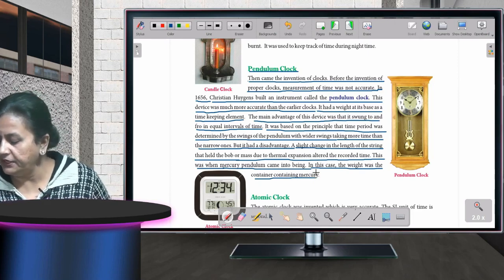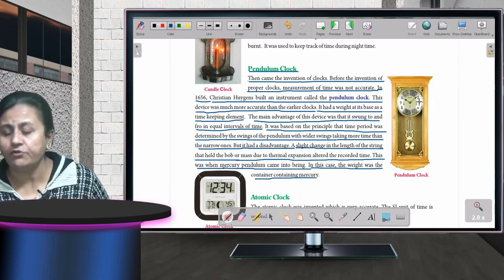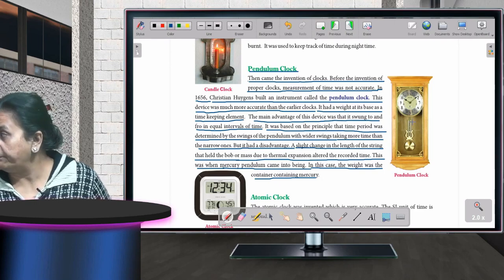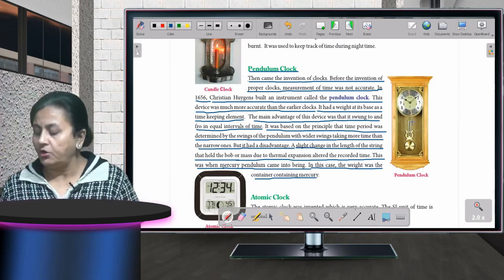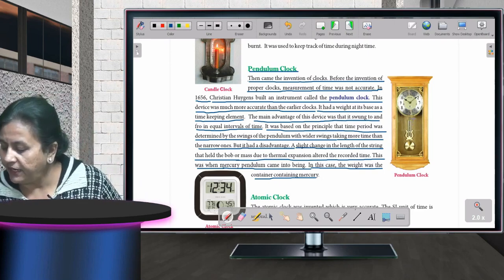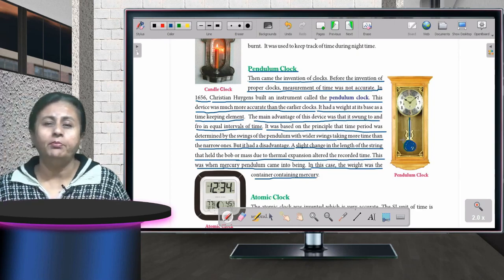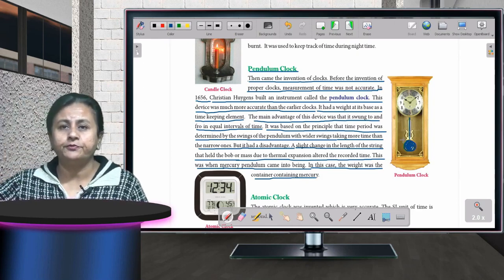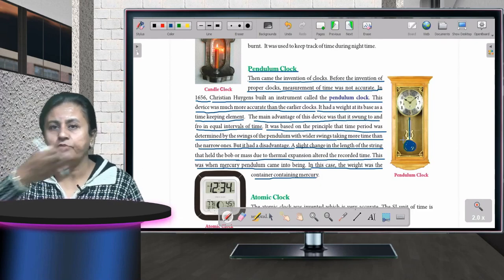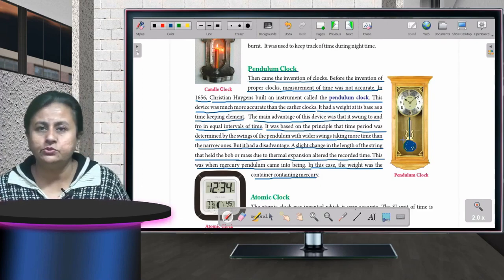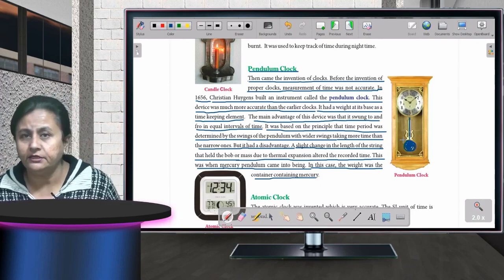See children, earlier, as you can see on your screens also, a pendulum clock is there. Okay. What happened in the pendulum clock? This clock is there, and here, as you can see, a bob is there. I'm highlighting it. You can see this is a bob, and it used to move to and fro like this. That way, it used to move and tell the time duration.